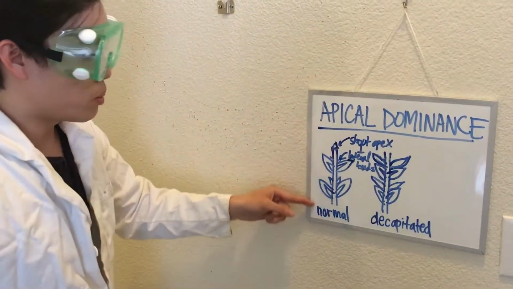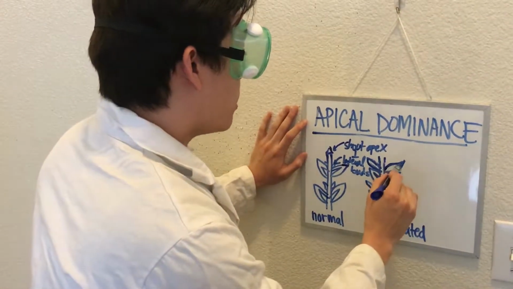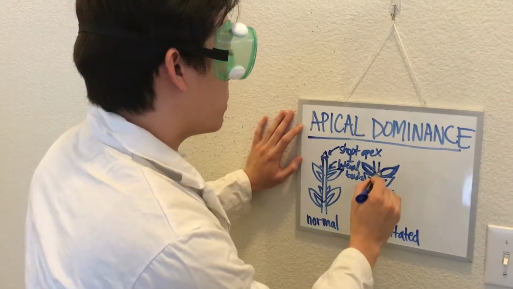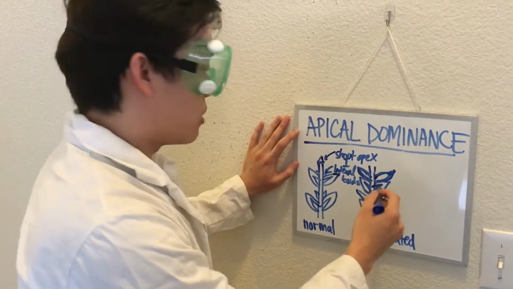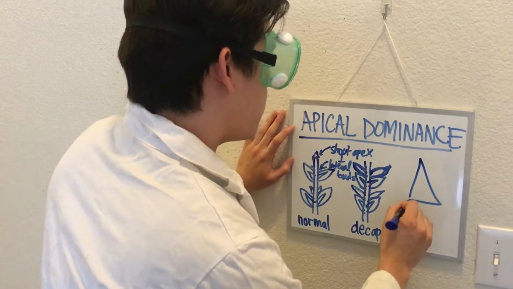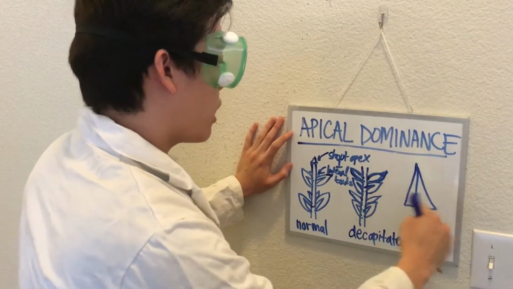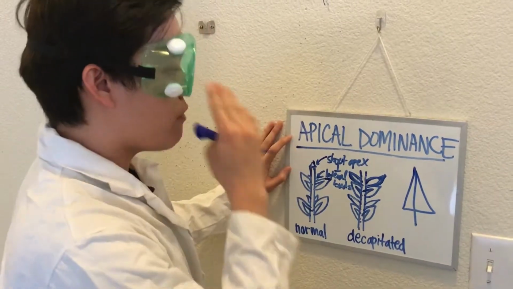And as you can see in this normal plant. But when there is no shoot apex, it cannot inhibit the lateral buds from growing, so there'll be more branching, as you can see right here. And as a result, most trees that you see outside form a triangular shape, and then we'll dive in more into that later.